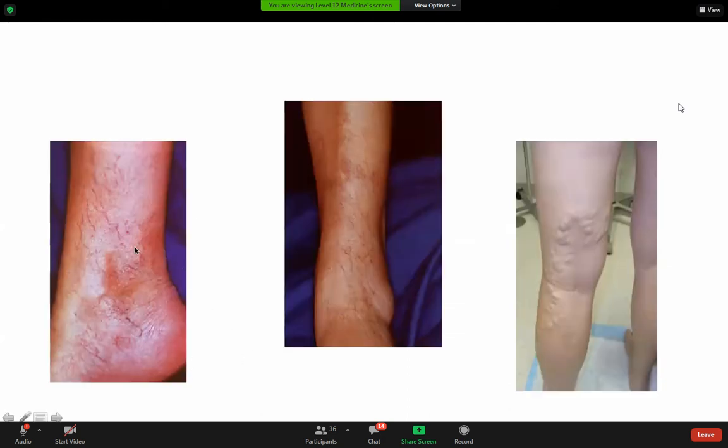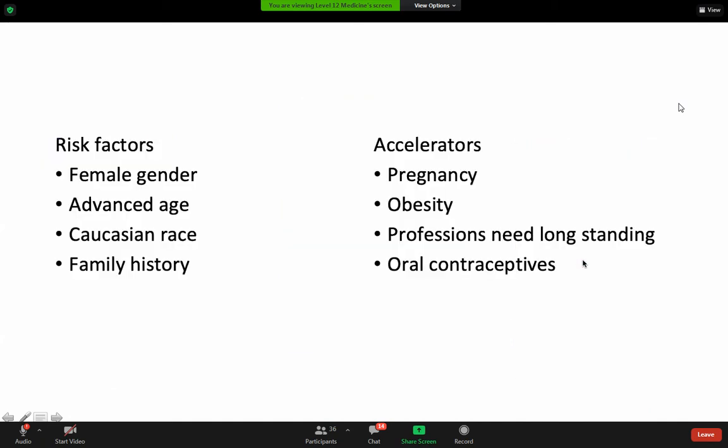You can see on the left side of the screen there's telangiectasia and reticular veins. Here on the right side there are dilated veins that we call varicose veins.